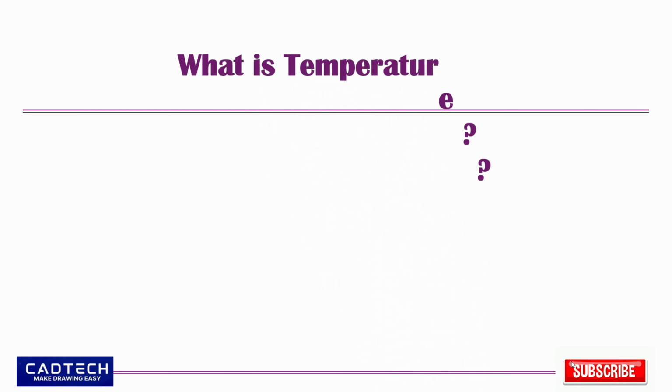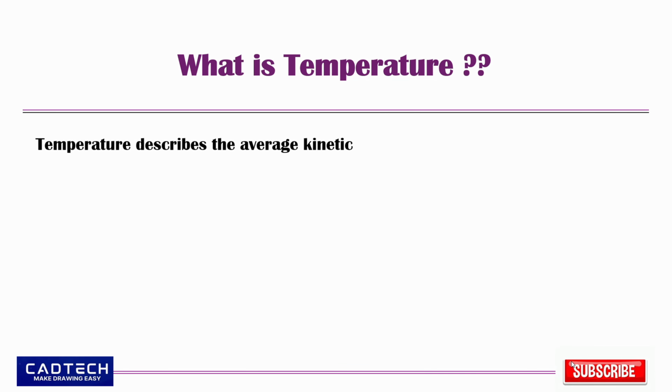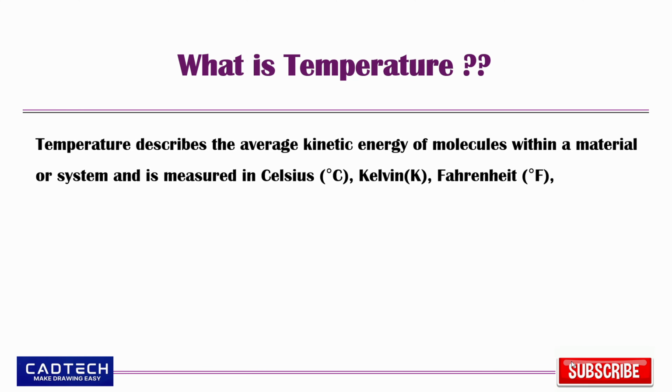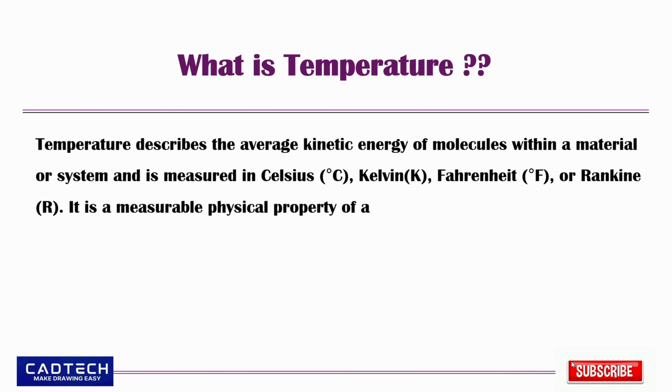Now, let's shift to temperature. Temperature, on the other hand, measures the average kinetic energy of the molecules within a substance or system. It's a measure of how fast those molecules are moving, and it is a state variable, something that describes the condition of an object. You can think of temperature as a snapshot of the energy level of a system at a specific moment. Temperature can be measured in Celsius, Fahrenheit, Kelvin, or Rankine.